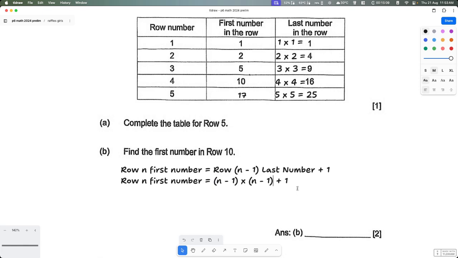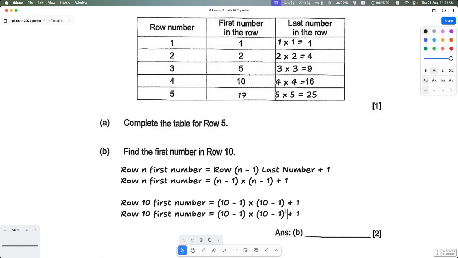Okay, so now to get row 10, the first number is equal to this thing, (N minus 1)² plus 1. For this we just put 10 minus 1 times 10 minus 1. Okay, and from here let me just remove this whole thing.